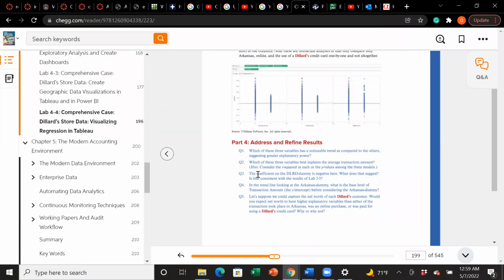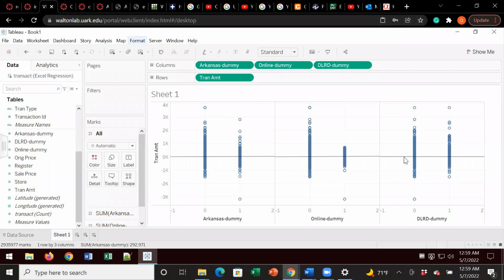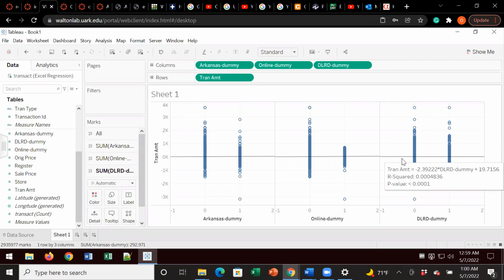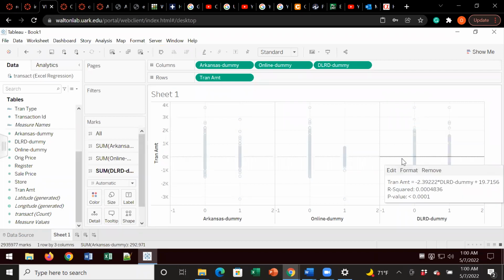All right. Question 3 says, the coefficient on the Dillard dummy is negative here. What does that suggest? Is that consistent with the results of lab 3-5? Our coefficient for the Dillard's dummy is still negative 2.39, which suggests that typically Dillard's transactions are about $2 less than those of people who don't use the Dillard's credit card. That is why we have a negative 2.39.